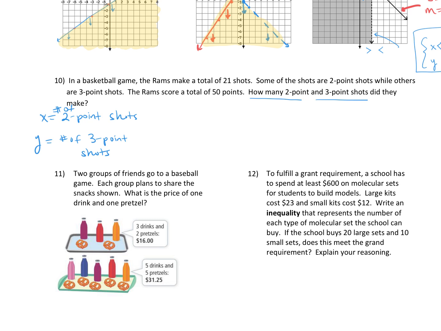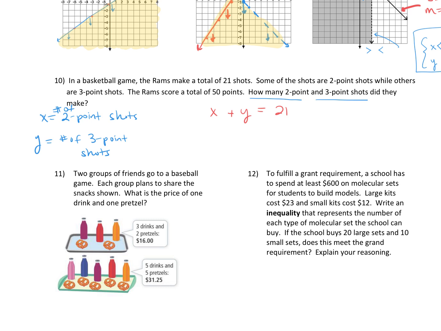All right, now we go to the problem and we try to write some equations. I'm going to reread it. In a basketball game, the Rams make a total of 21 shots. So they're shooting some of these and some of these, and it totals to 21. So that equation is just going to be x, our number of 2-point shots, plus y, our number of 3-point shots, and that's going to equal 21 total shots that were made.